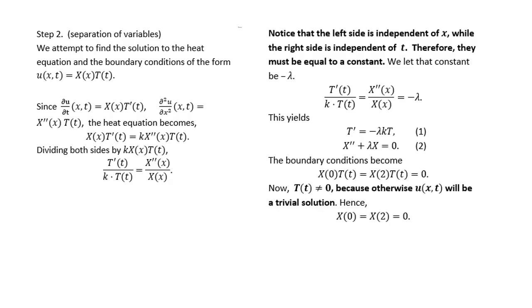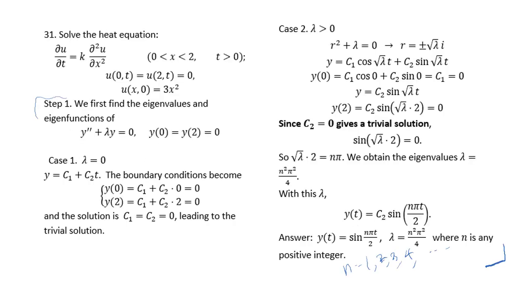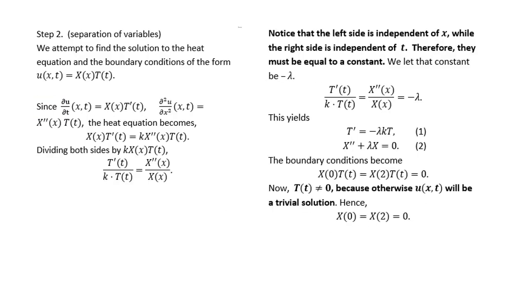Now, step 2, you have to do the separation of variables. You set u as a product of a function of x times a function of t, and when you plug this in, you end up with this. So you plug this into the heat equation here, and you end up with this equation, and you always divide by k times X times T. So that's what you're getting.